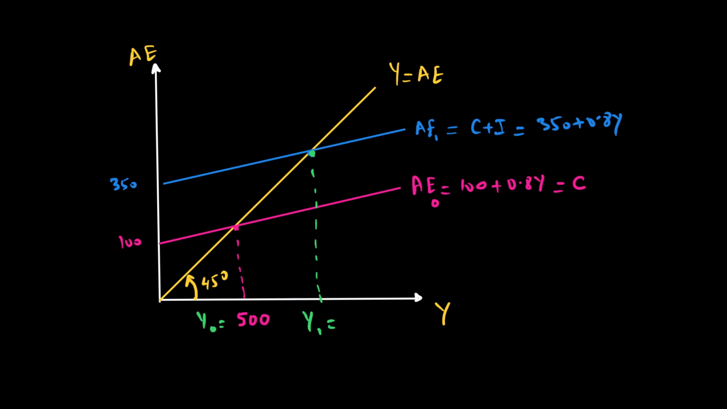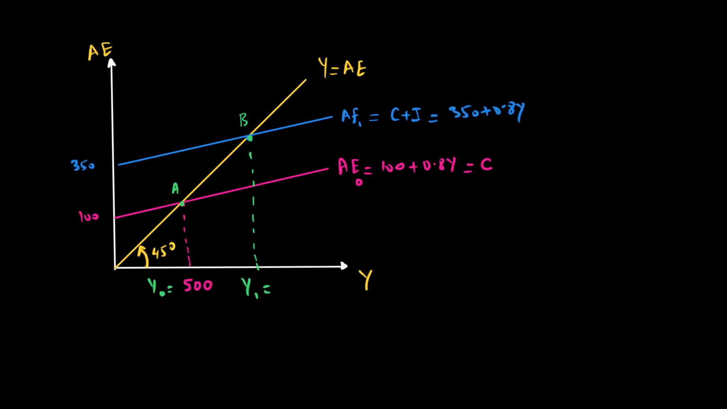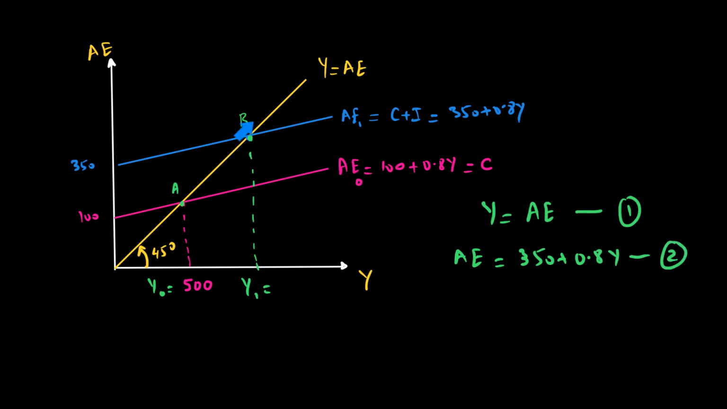So in order to find this new level of income, let's call this point A and this point B. At this point B, y is equal to AE. So if I equate y equals AE, I have two equations. Number one, y is equal to AE, which is the yellow line. Let's call it equation number 1. Equation number 2 is that AE is equal to 350 plus 0.8y, which is my blue line here, and they meet at this point B.